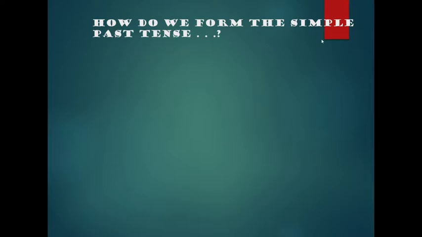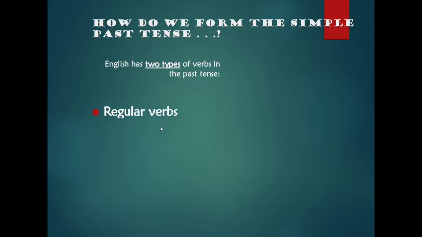How do we form the simple past tense? I mean, what is the formation? Okay? English has 2 types of verbs. I know that you know both of them. Okay? Some of them we call regular verbs, and now I will explain what I mean by it. And irregular verbs. Regular and irregular.